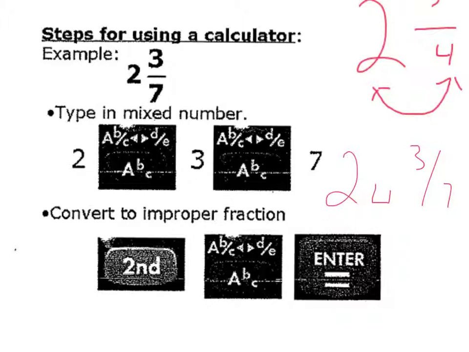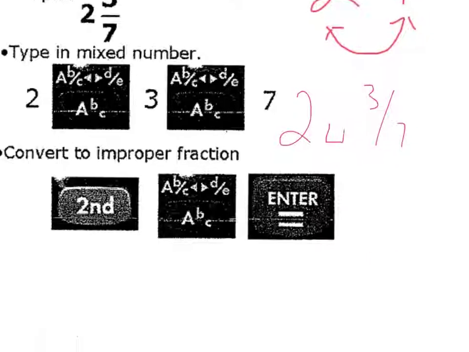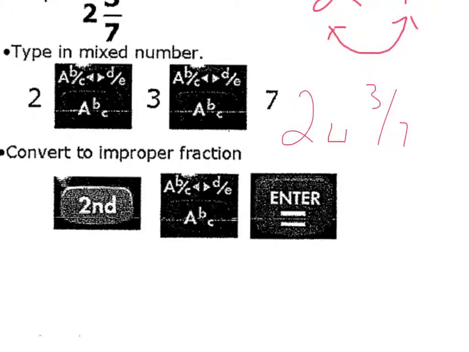So while that's still on your screen, go ahead and push second, then your A B/C button, and enter. This should turn into 17/7. So you can do the same thing by hand or on the calculator. It's whatever you're comfortable with.